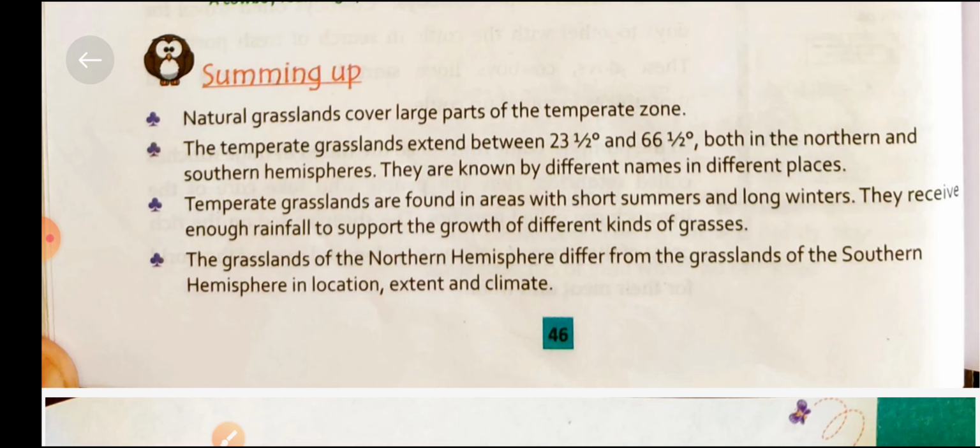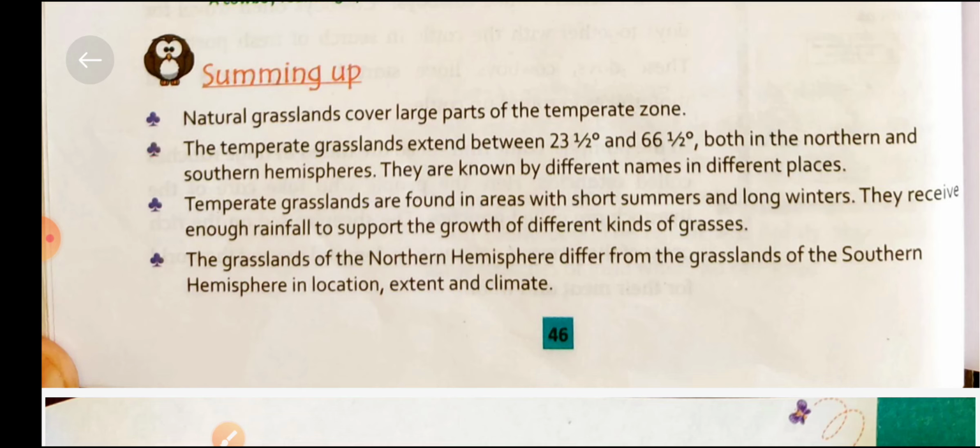The temperate grassland extends between 23.5 degrees and 66.5 degrees in both the northern and southern hemispheres. They are known by different names in different places. I have already explained that the temperate grassland extends between 23.5 degrees and 66.5 degrees north and south, in both hemispheres.